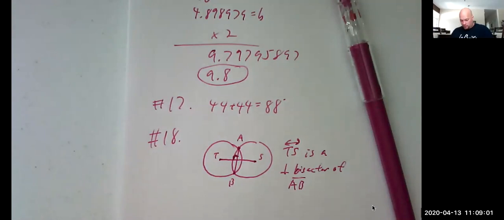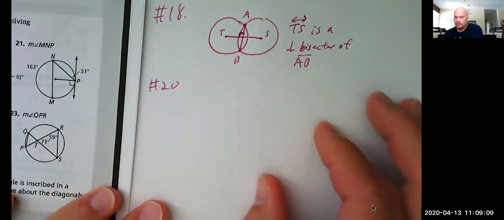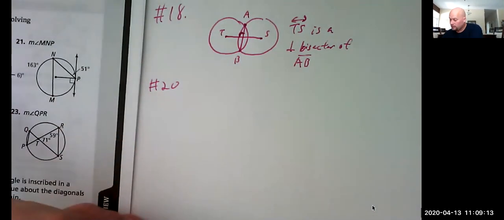Next set was 20 through 28. Number 20. So on number 20, what time is it? I do have another class that's going to be starting here shortly, so I may have to cut this off and finish the last part of this video later.